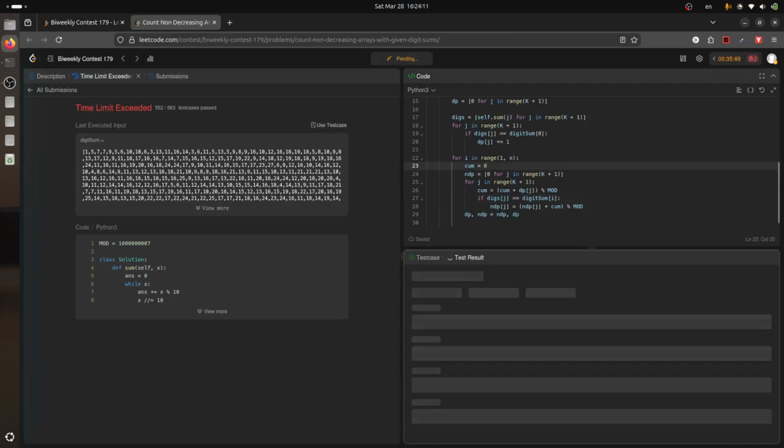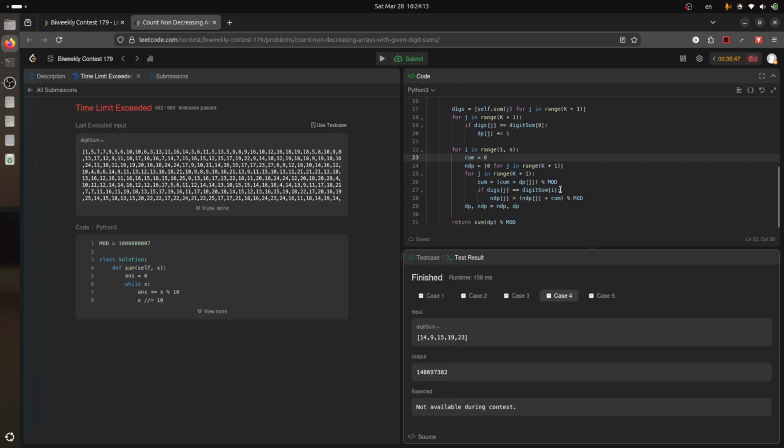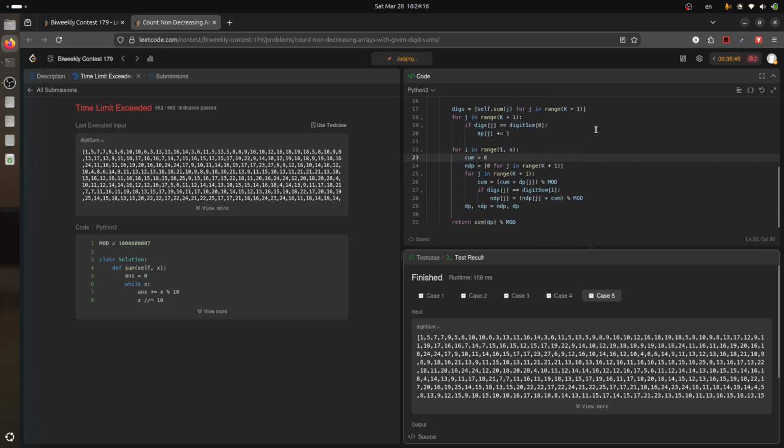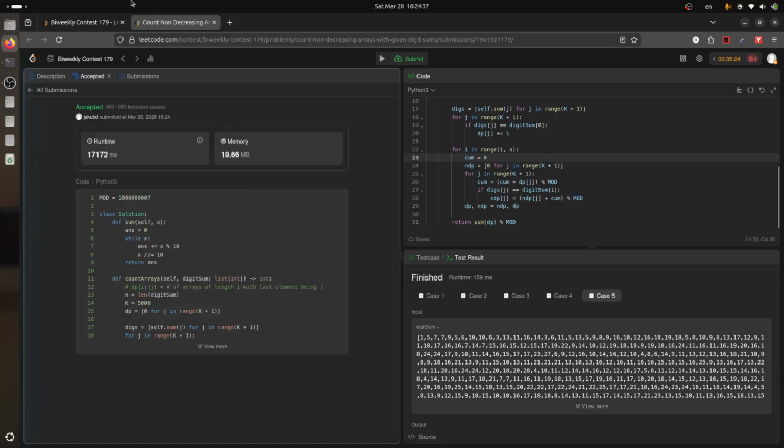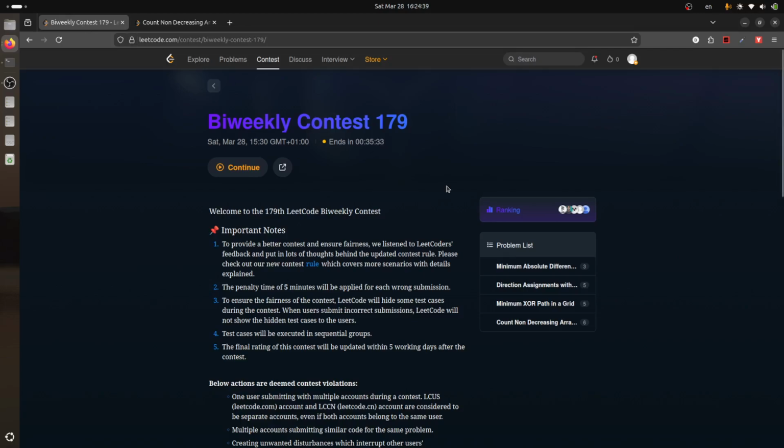Use test case, run. Should run fast, I think. 159 milliseconds. I'm not sure how I could make this faster. It's n times k. Let's go. Easy. And I started 15 minutes later. Ha! Crashed it. And I'm like 1000 or something.